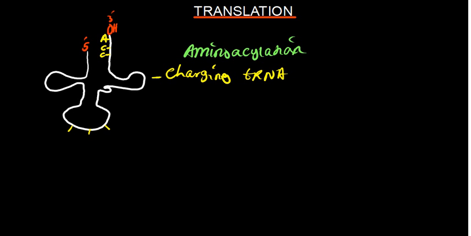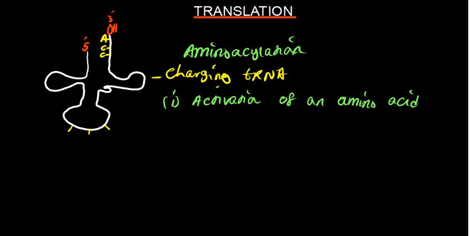Now this process of aminoacylation involves two stages. So the first stage is what is known as activation. Activation of amino acids. So this amino acid has to be a target amino acid. Activation of an amino acid. So we want to see how these amino acids are activated.